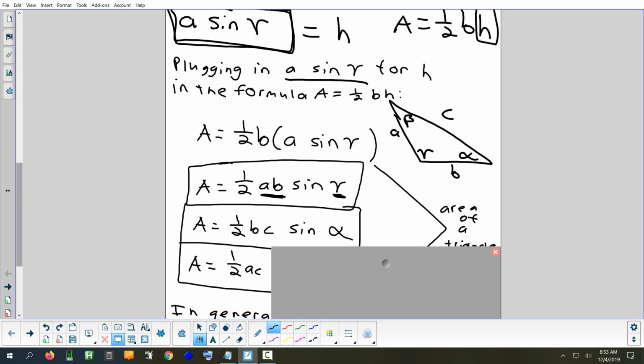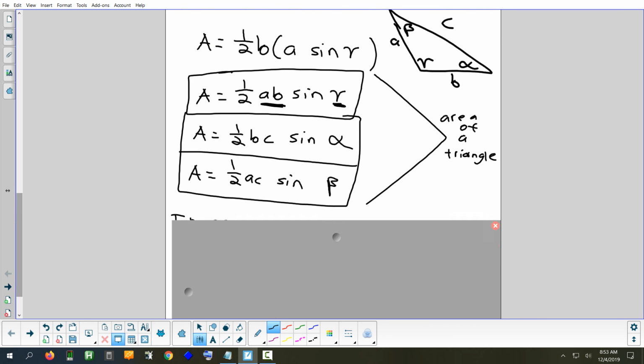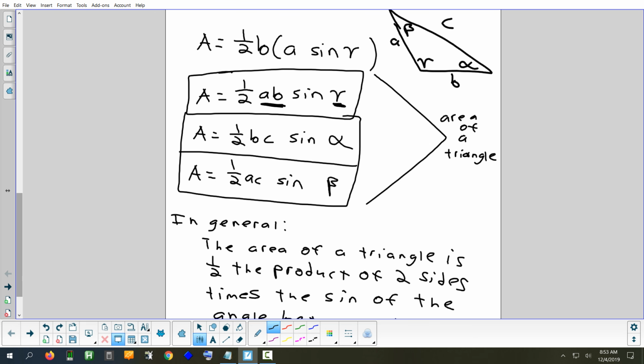And the last version, still 1/2 the product of two sides, except now the two sides you're given are A and C. What's the angle where A and C meet? Beta. Yep. It's all the same formula. So rather than trying to memorize 3 different versions of the formula, memorize the idea behind each one: 1/2 the product of two sides times the sine of the angle between them.